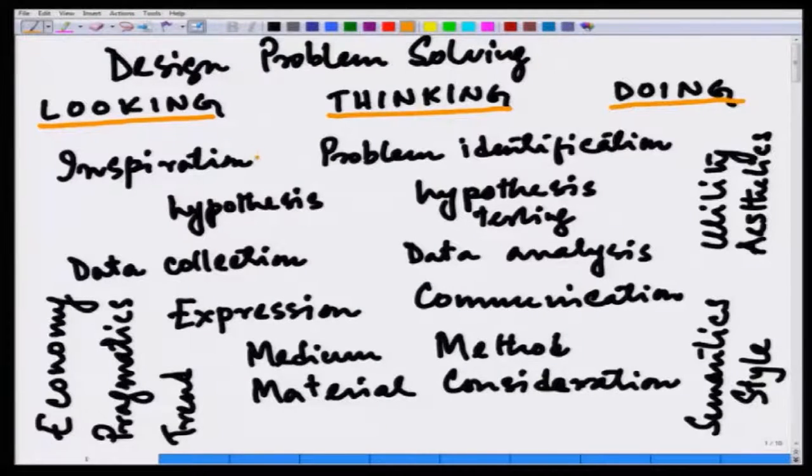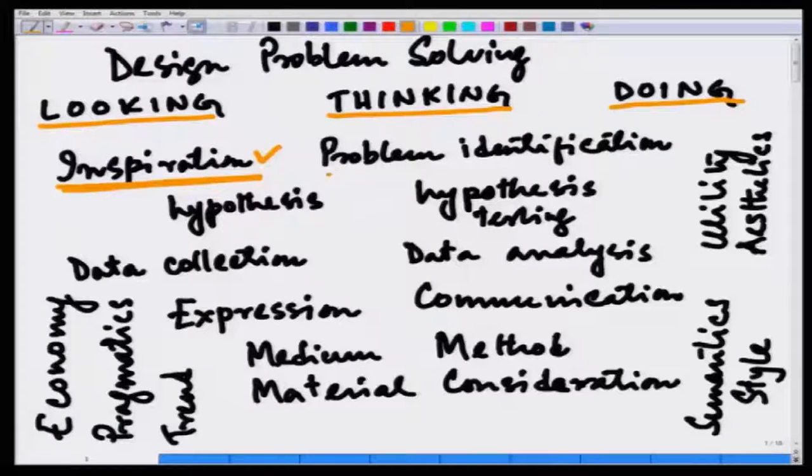When we talk about inspiration, there is one consideration: whether we need to wait for the right inspiration to come our way, or we should just work and the inspiration may happen there. That's another consideration, and when we work with our clients, we do not have time to wait for the right inspiration to come our way.